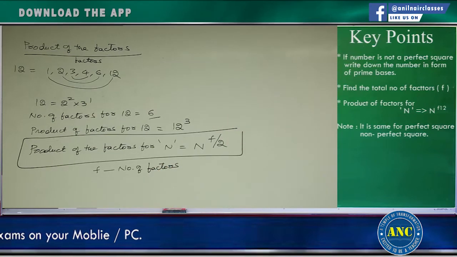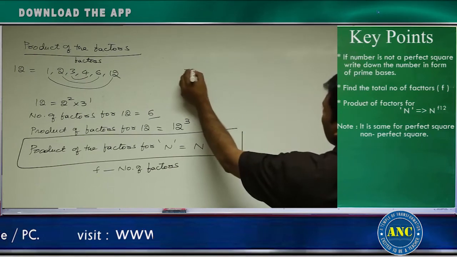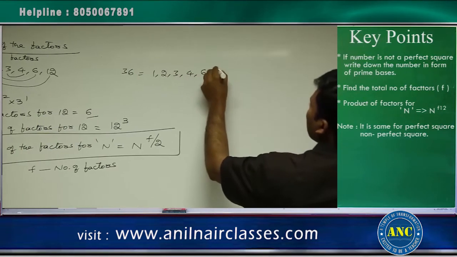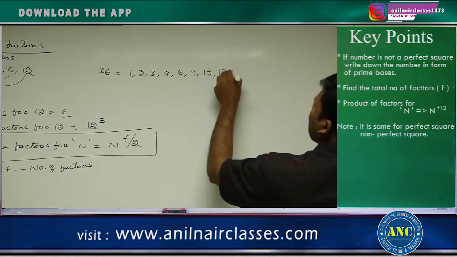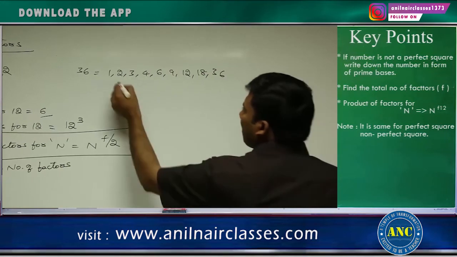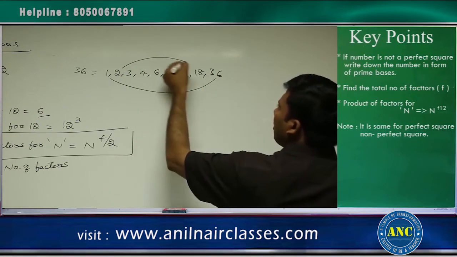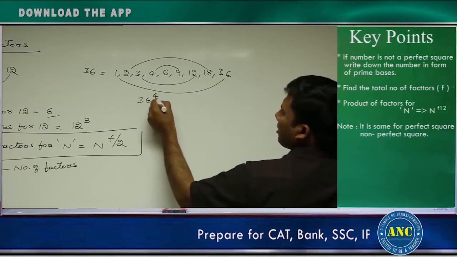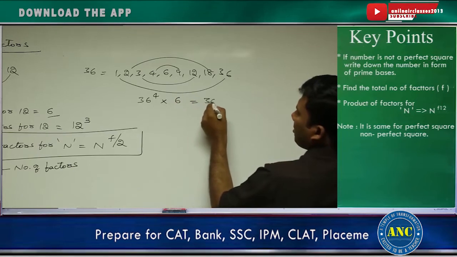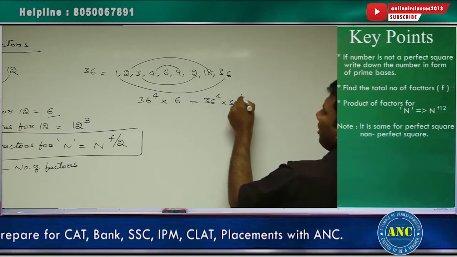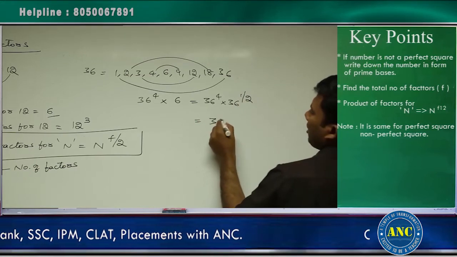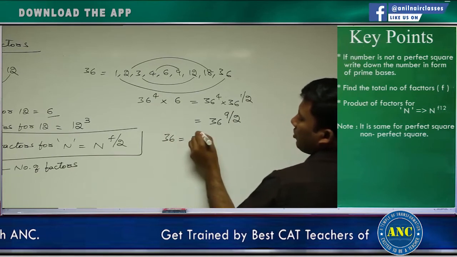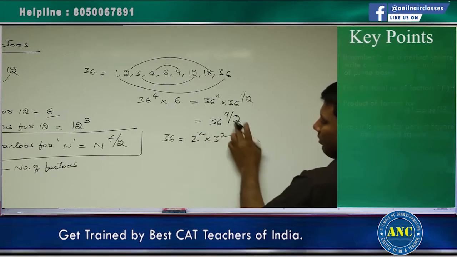You might get a doubt: what happens if the number is a perfect square? See here, the factors of 36 are 1, 2, 3, 4, 6, 9, 12, 18, 36. So 1 into 36, 2 into 18, 3 into 12, 4 into 9: 36 power 4. Remaining is 6, which is 36 power 1 by 2. So this will be 36 power 9 by 2. What is 36? 2 square into 3 square.